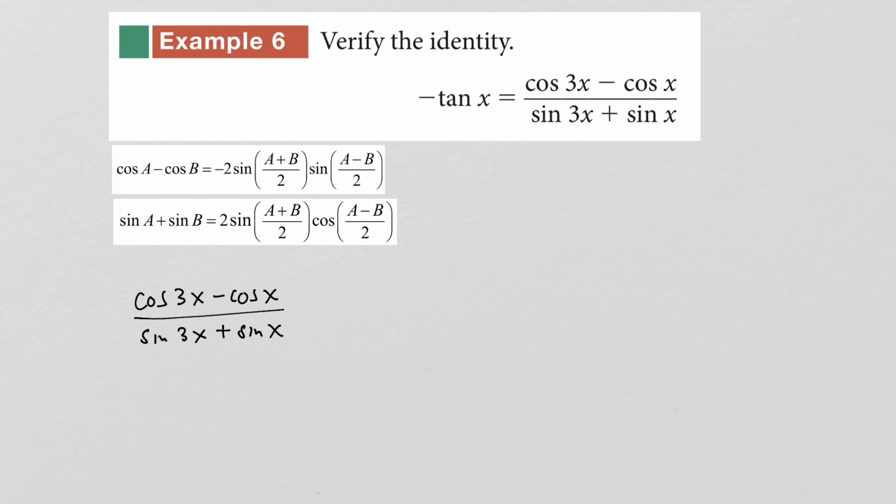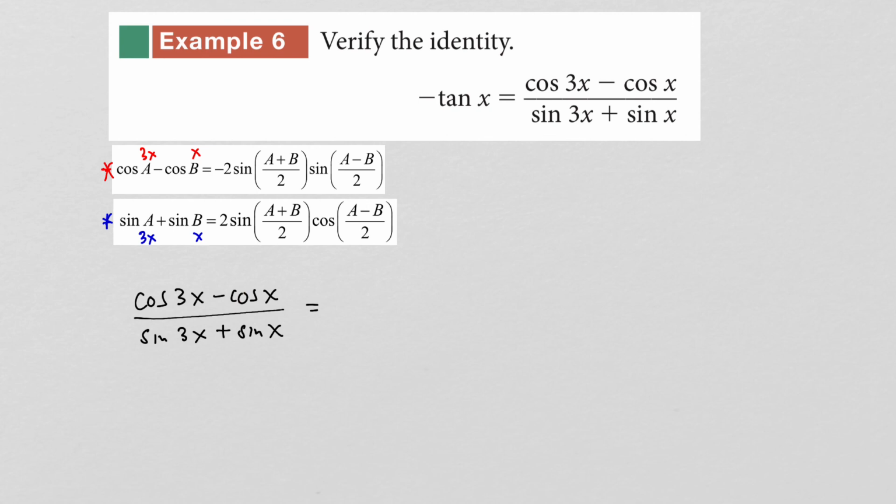And now to prove this, what I'm going to do in the numerator of the fraction is I'm going to be applying this formula, where a is equal to 3x and b is equal to x. And in the denominator of the fraction, I'll be applying this formula, where again, a is 3x and b is x. And I hope you can see the correlation there between these formulas.